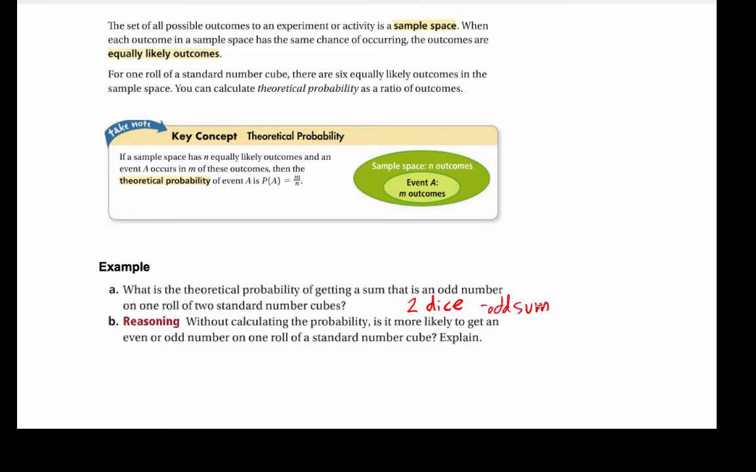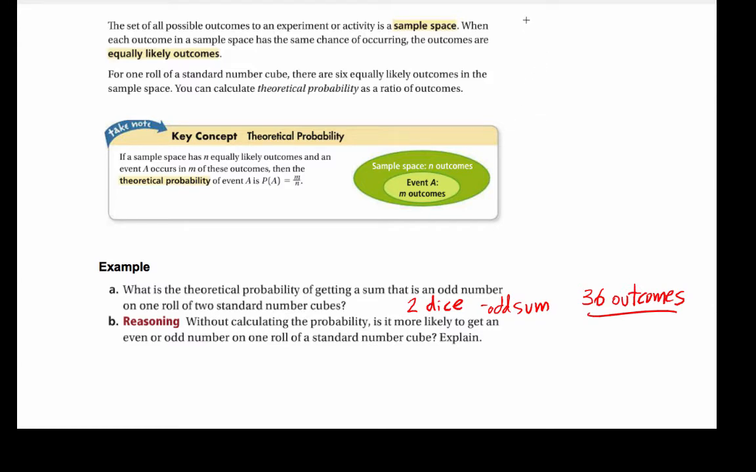So the first question is, we have to know what the sample space is. Right away we know that by the fundamental counting principle, there are 6 outcomes on each die, so there are going to be 36 outcomes, 6 times 6. We have to remember that fundamental counting principle in the back of our mind to at least get an idea of how many outcomes there are. Now, what does the sample space look like? Because we have to be able to count how many odd sums there are.